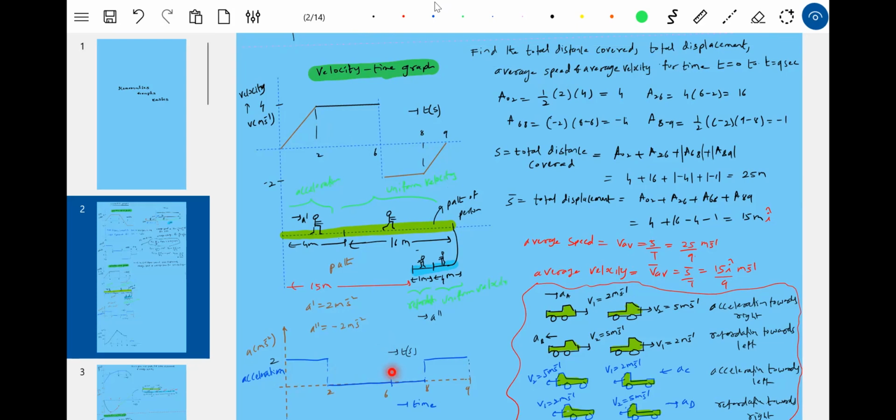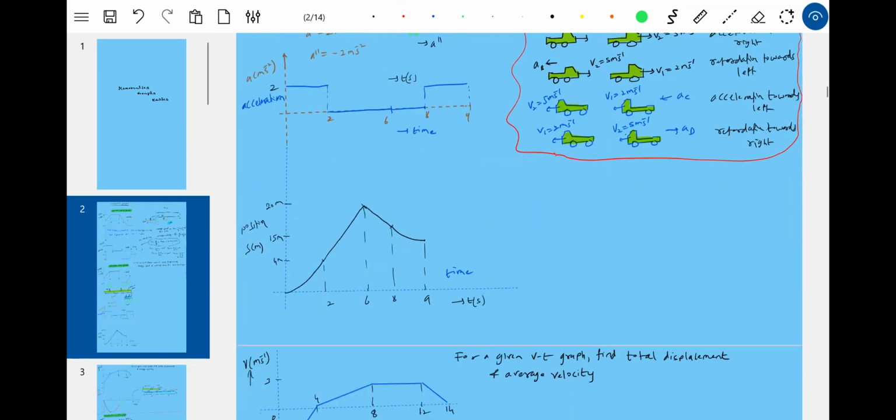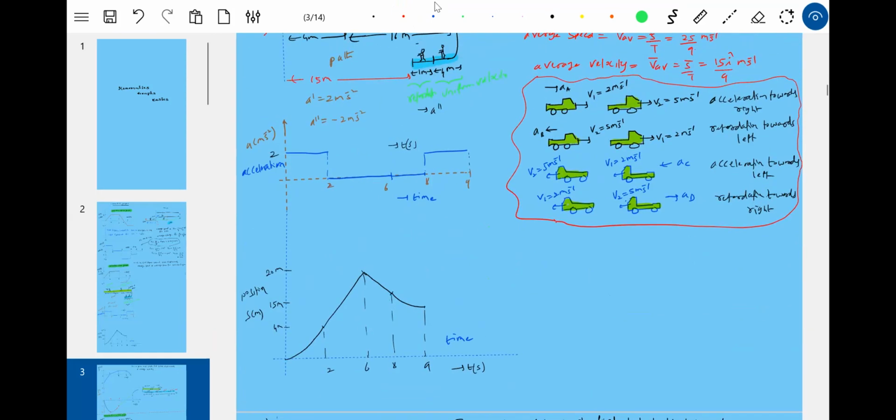What about the position? Because you see the position of the person, if you take this as s equals 0, is in fact varying with time. It will become 4 meters, next 16 meters, then again back to 4 meters, 1 meter. So let's plot that position versus time graph.